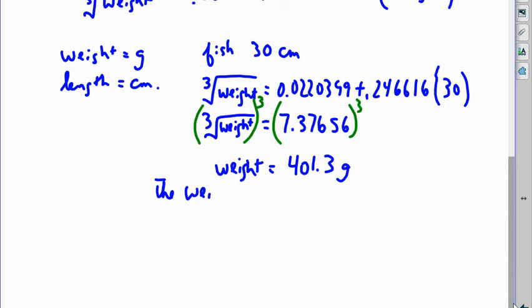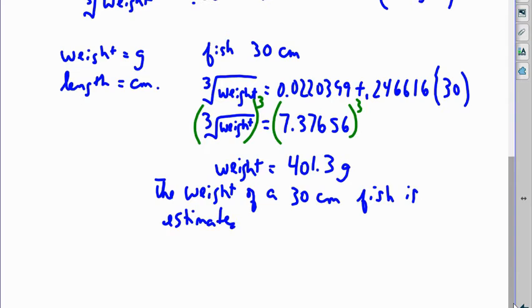The weight of a 30 centimeter fish is estimated to be 401 grams. And then if we had slight extrapolation, we would acknowledge it but potentially use it. We could also put a weight in and solve for the length.